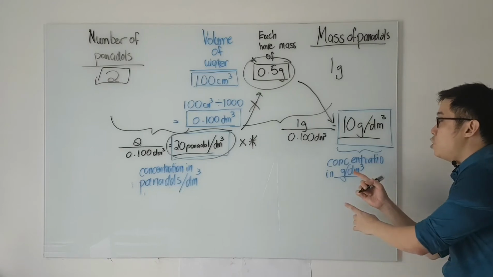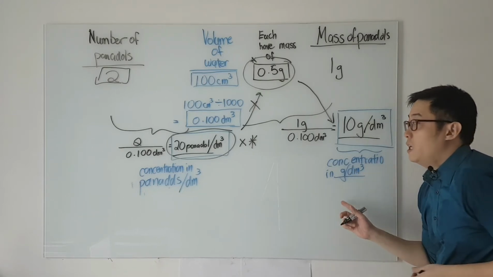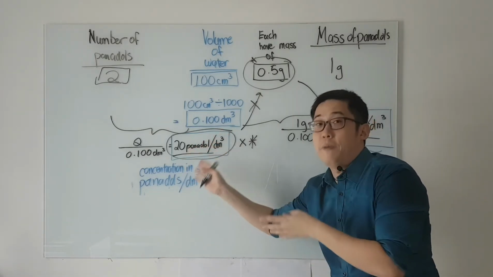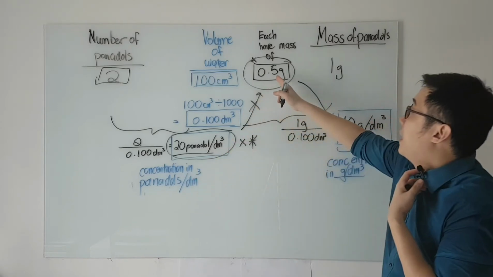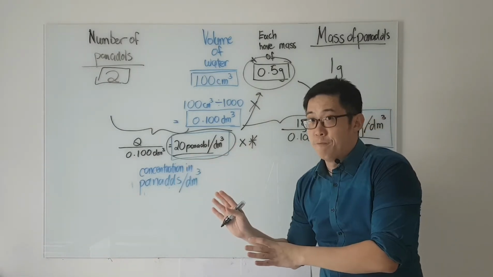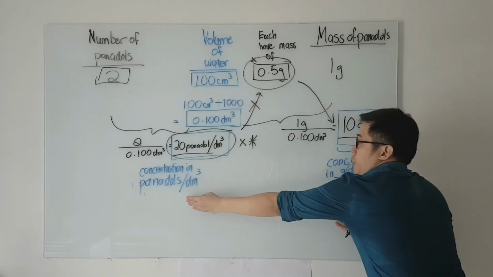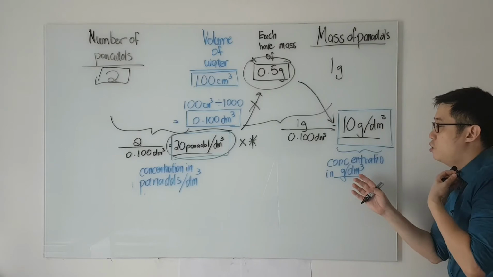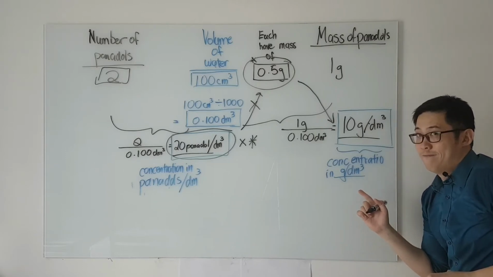So to get a concentration in grams per dm cube, all I need to do is to take the number of stuff, in this case the number of Panadols per dm cube, and multiply it by the mass of each of these items. And you will be able to convert the concentration in terms of numbers per dm cube to concentration in terms of mass per dm cube.